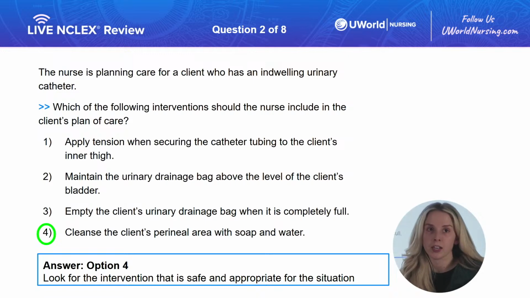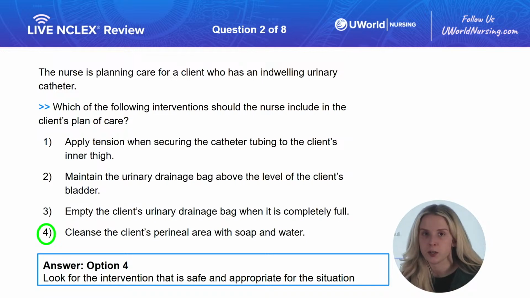1, 2, and 3 were incorrect. We do not want to include these interventions in the client's plan of care. So, applying tension when securing the catheter tubing to the client's inner thigh. I don't know if you have ever had a catheter before, but this is a very sensitive area. And if you're putting tension onto that Foley or whatever the indwelling catheter is, this is going to be very painful for the client. They are not going to be your best friend here. So you do not want to do that.